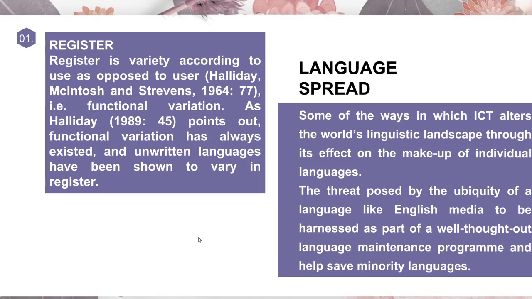Some of which I see alter the world language landscape and its effect on the makeup of individual languages. A third is posed by the ubiquity of a language like English. English is an international language, and so this has been rooted as the language of the internet, although English remains the medium. The presence of other languages increases, and the internet is becoming more multilingual.